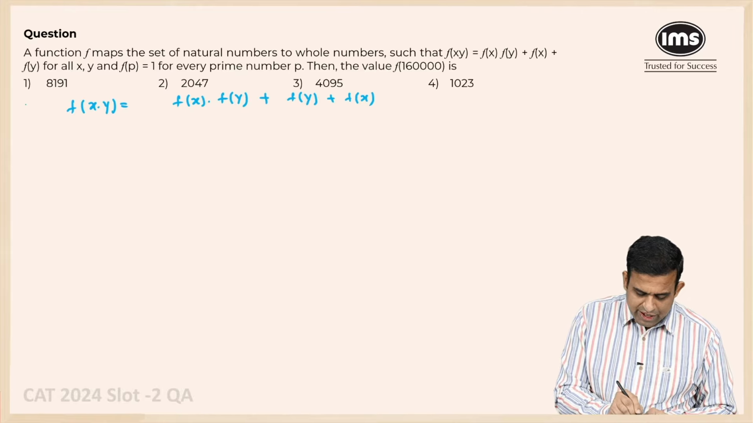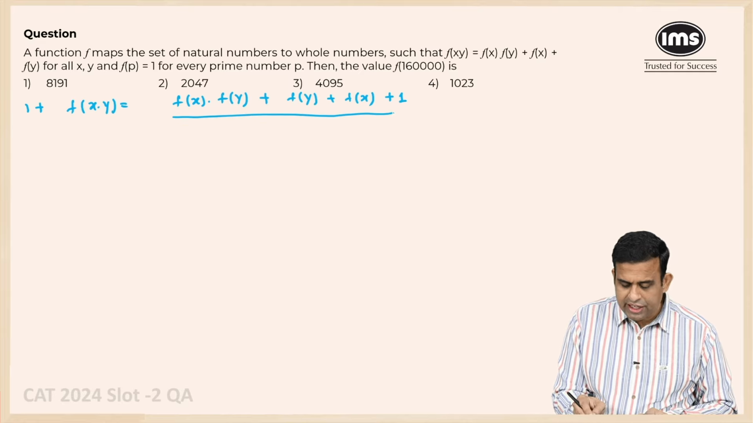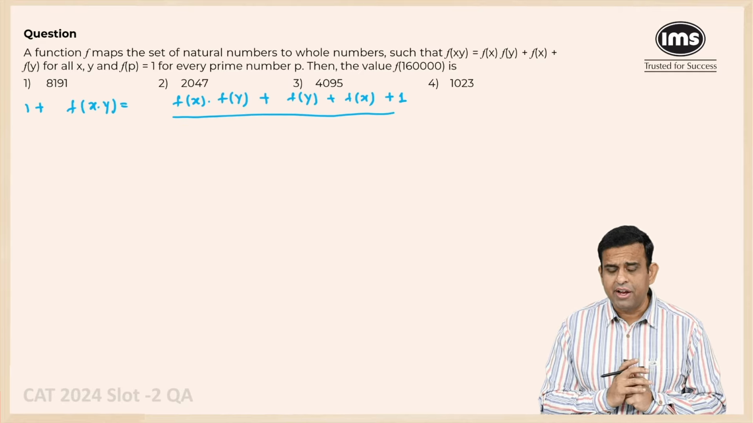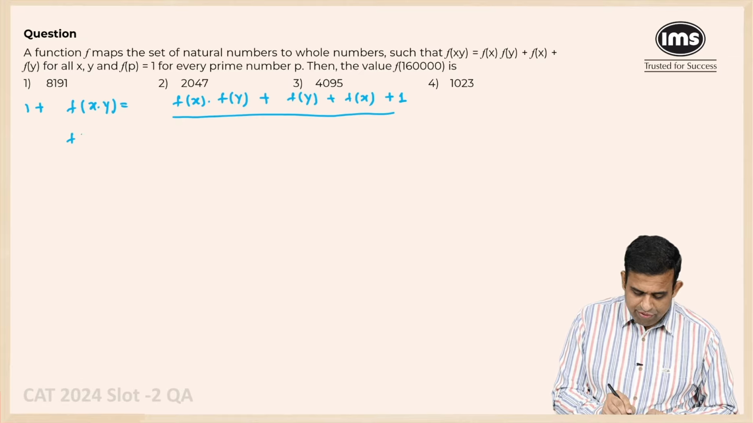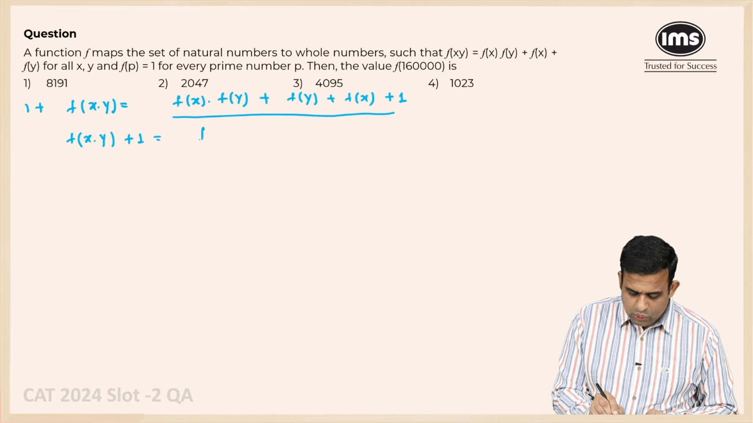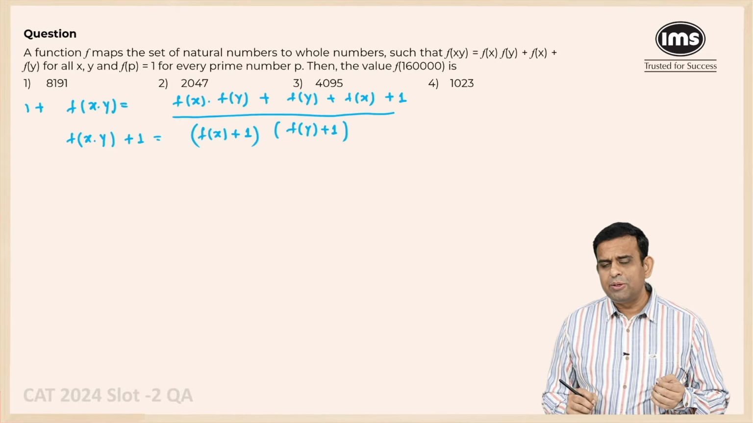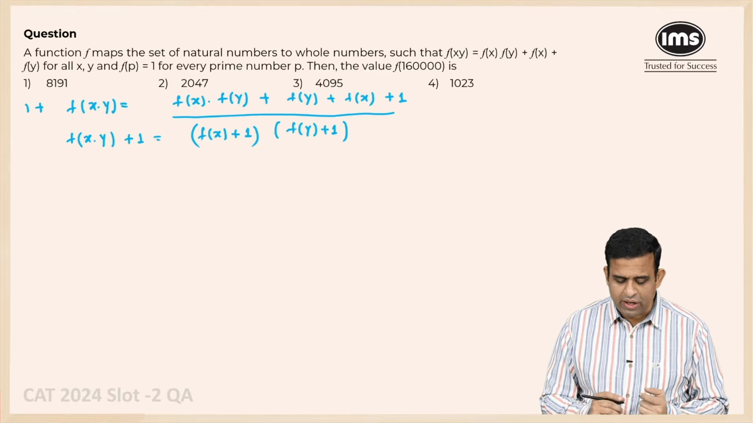So suppose if I add a 1 on both sides, then my entire RHS can be factorized, one can say, as f of x plus 1 in one bracket times f of y plus 1 in the other bracket. So f of x into y plus 1 is equal to f of x plus 1 times f of y plus 1. Now why is this useful? Because the moment I talk about the prime number, right now we know f of p is equal to 1.